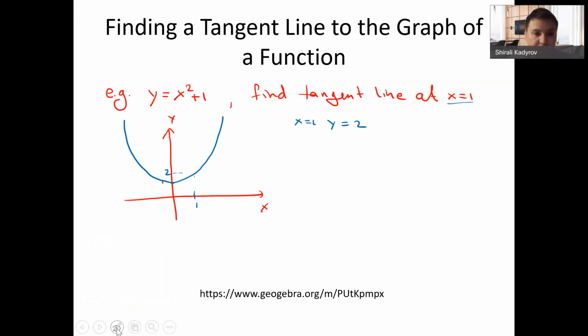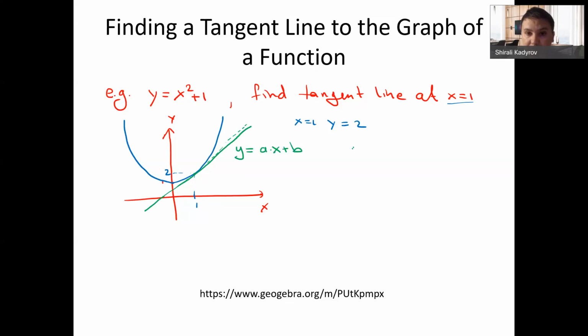So what is a tangent line? Well, tangent line means you want to sketch a graph of a line passing through this point, and it is tangent to the graph. It's touching the graph, not intersecting the graph at that point. So it's a line, so let's say that y is equal to a times x plus b. The question is, what is a, what is b?